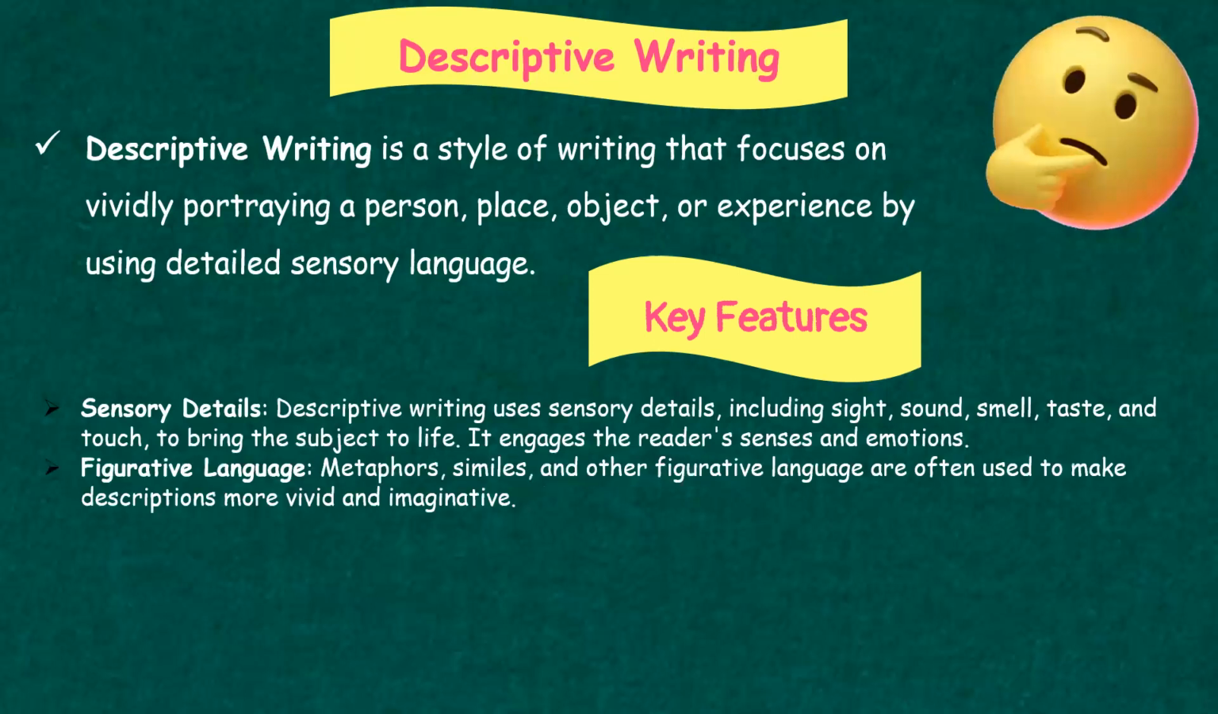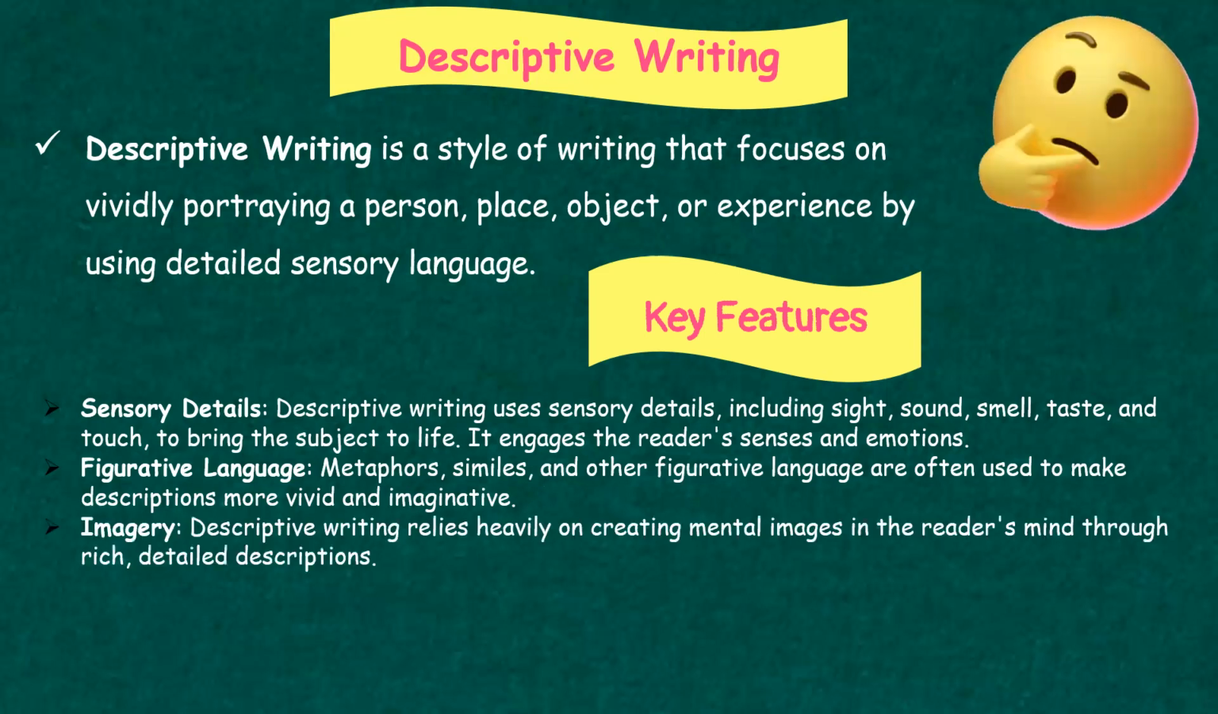Figurative language. The second important feature of descriptive writing is figurative language. We use figures of speech like metaphors, similes, onomatopoeia, and other figurative language that are often used to make description more vivid and imaginative. Apart from sensory details, you also use figurative language in descriptive writing. Imagery. Descriptive writing relies heavily on creating mental images in the reader's mind through rich, detailed descriptions. So imagery is also a key feature of descriptive writing.